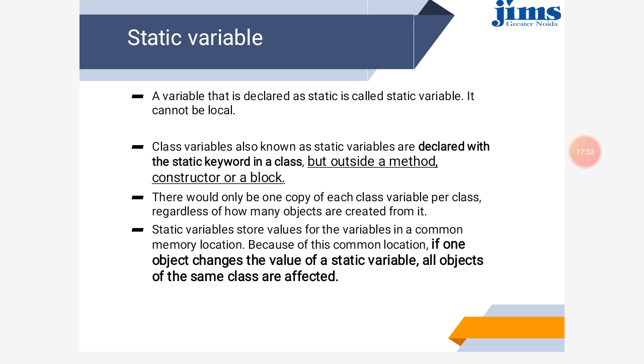So static variables. Static variables are actually common variables for class objects. Means if you want to show anything that is common for all the objects, then you declare that variable as a static variable. A variable declared as static is called a static variable. It cannot be local, it is common for all. And how do we declare any variable as a static variable? Then we use the static keyword. And if we try to change its value, then the change will be reflected at all the places.